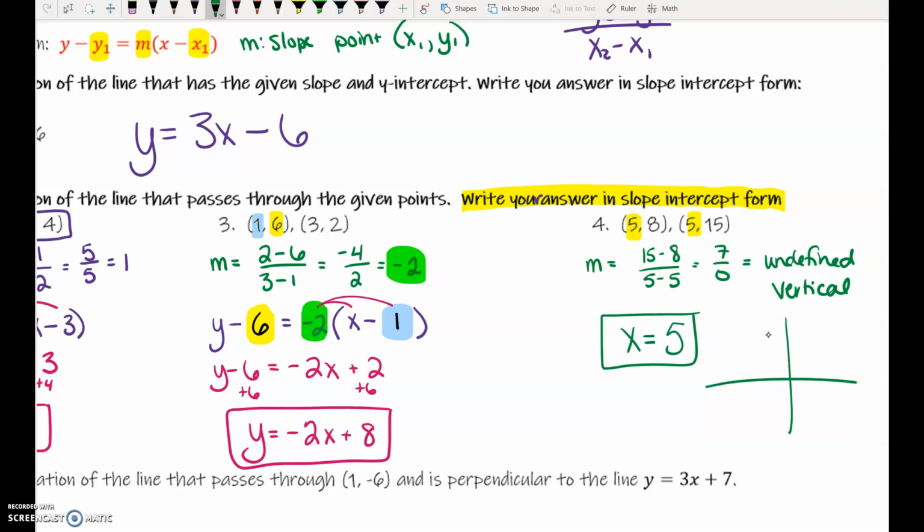If you want to check that, you could plot these points, (5, 8) and (5, 15). That's a vertical line at x equals 5.